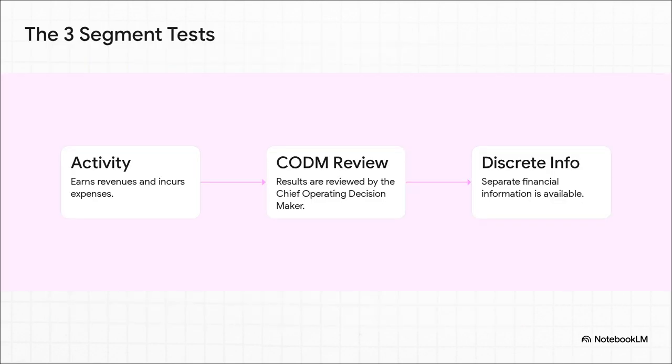Let's break those 3 tests down even more. First, it has to be a real business unit. One that earns revenues and spends money. Second, its results are being reviewed by the CODM. And third, you can actually pull separate, specific financial data for it.